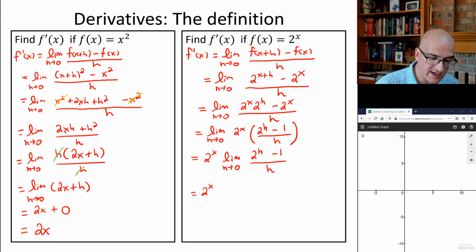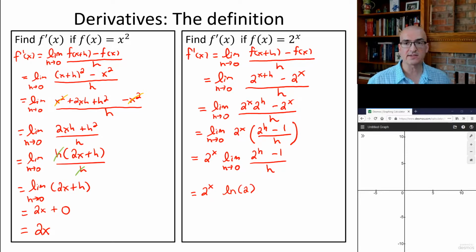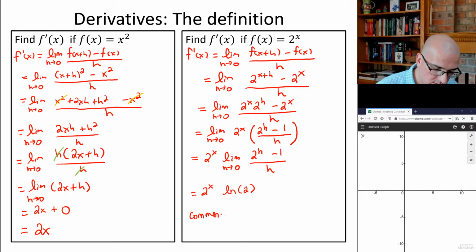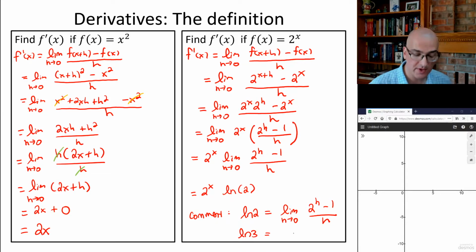I'm going to give this quantity a name. I'm going to call it ln 2, and it actually is the ln of 2. So ln 2 equals the limit as h approaches 0 of 2 to the h minus 1 over h. Ln 3, take a guess what ln 3 is equal to in terms of a limit. The limit as h approaches 0 of 3 to the h minus 1 all over h.